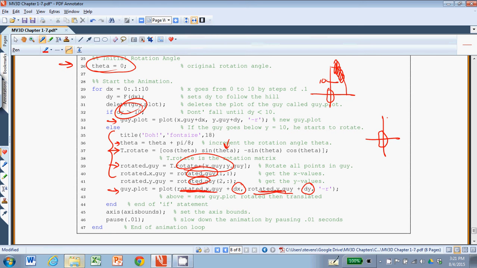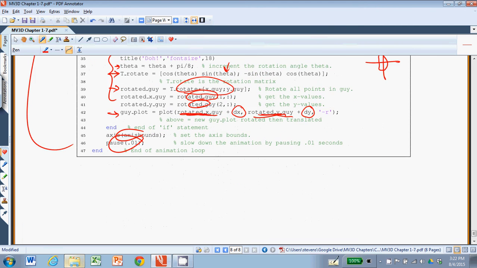I do a little pause, and make sure I keep my axis bounds where they were the whole time so the screen doesn't shake around. And I loop back up around, right? Until I get to x is 10. That's when I stop. Alright, so that wraps it up.